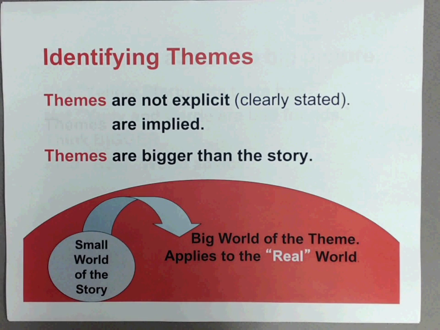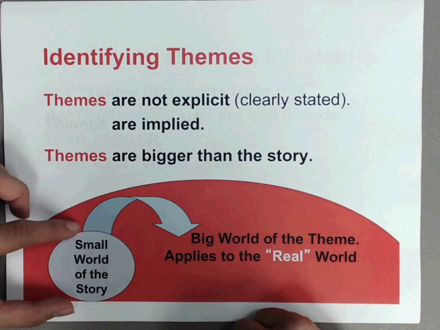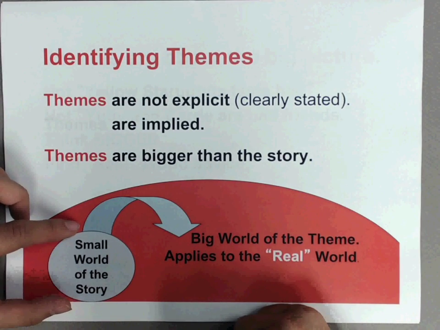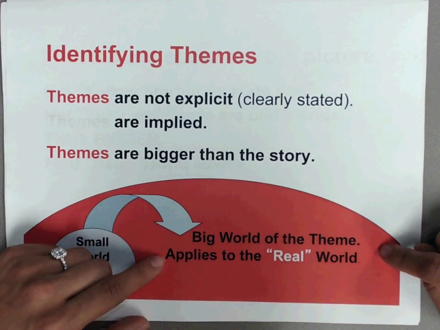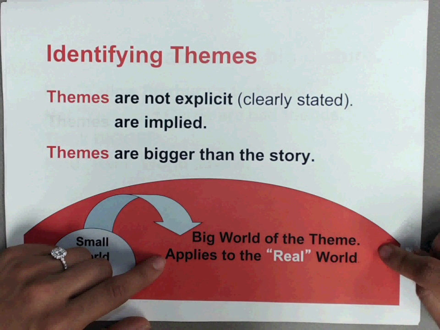So now let's talk about how to identify themes. Themes are not explicit, which means clearly stated. They are implied. Themes are bigger than the story, meaning that it has a bigger meaning outside of the story in life. So we have this world that's small, the small world of the story, but a theme is a big world of the theme. So meaning that it applies to the real world.